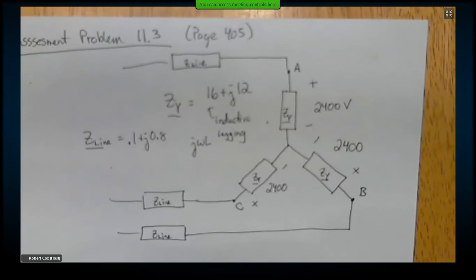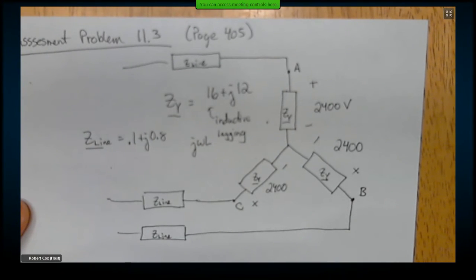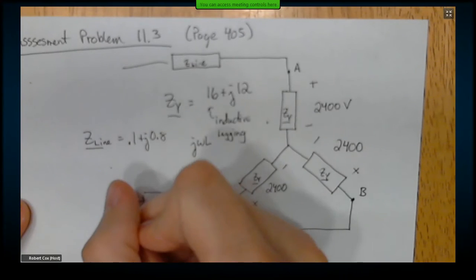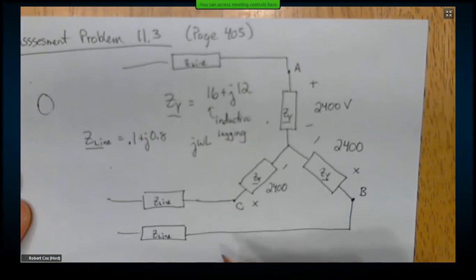So let's keep going. We know that that's the way things are going to go in this particular case. We're also told that each source has an internal impedance. Let's see if I can kind of draw that cleanly over here.